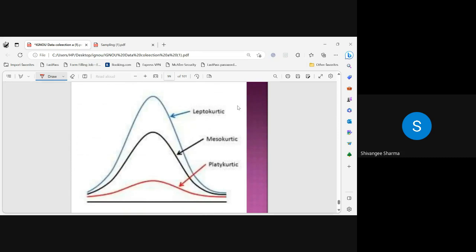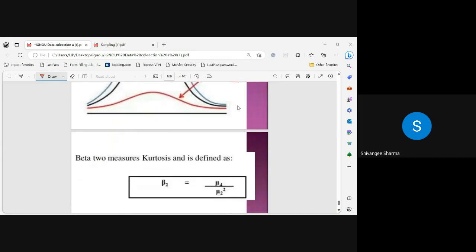So this is the graph of kurtosis measurements. The first, which is the normal curve, is known as mesokurtic. Then, if we have a peak higher than the normal curve, it is leptokurtic. And if we have a peak lower than the normal curve, which is denoted by the red line over here, it is platykurtic. So these are the three positions used in kurtosis: leptokurtic, mesokurtic, and platykurtic.